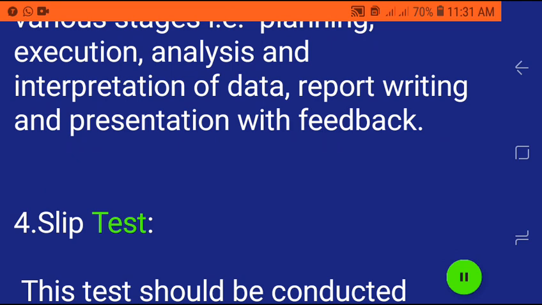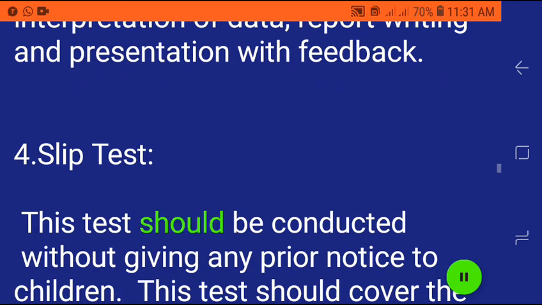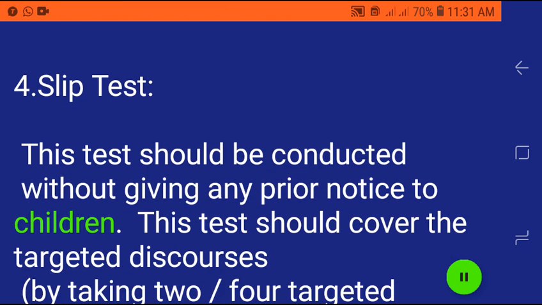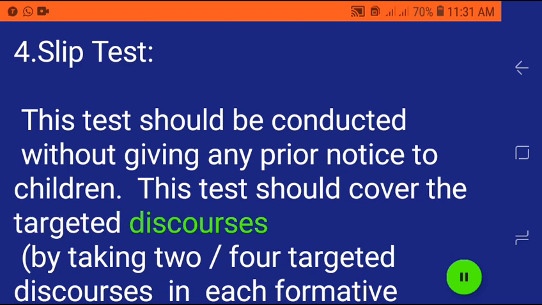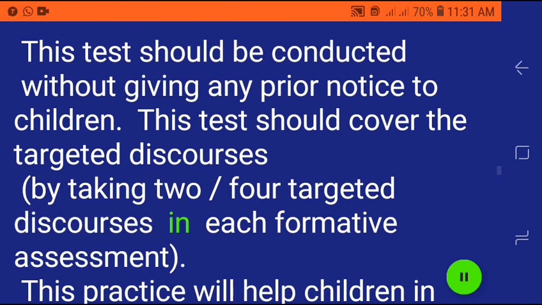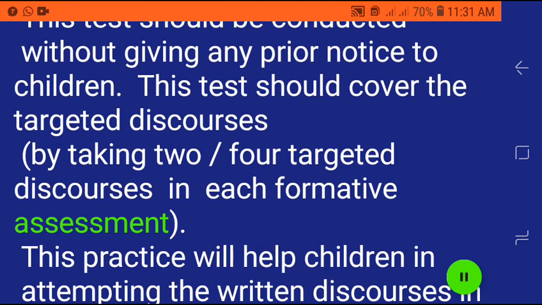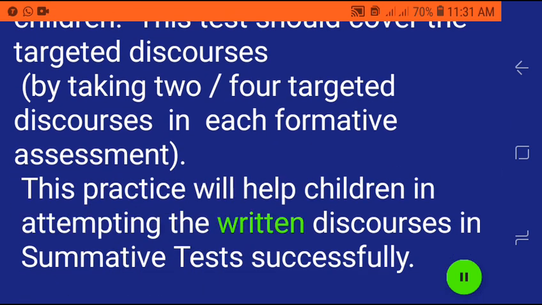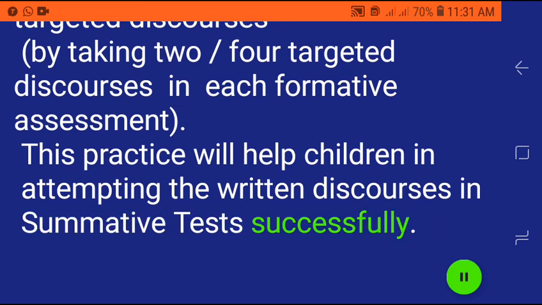4. Slip test. This test should be conducted without giving any prior notice to children. This test should cover the targeted discourses. By taking 2 to 4 targeted discourses in each formative assessment, this practice will help children in attempting the written discourses in summative tests successfully.